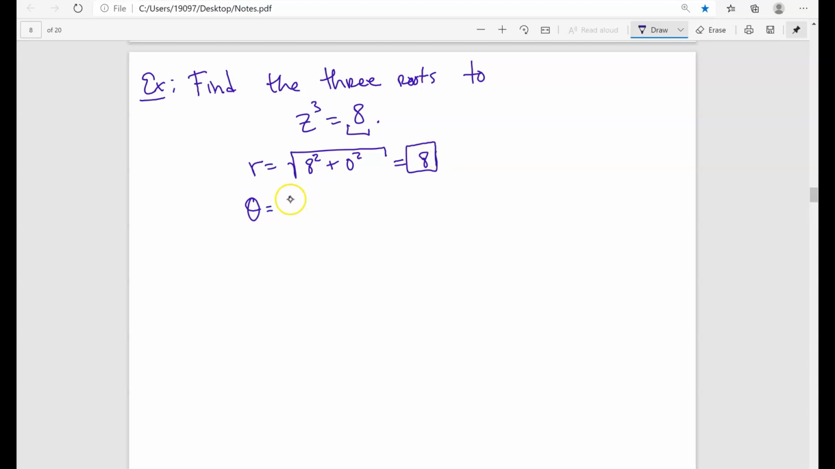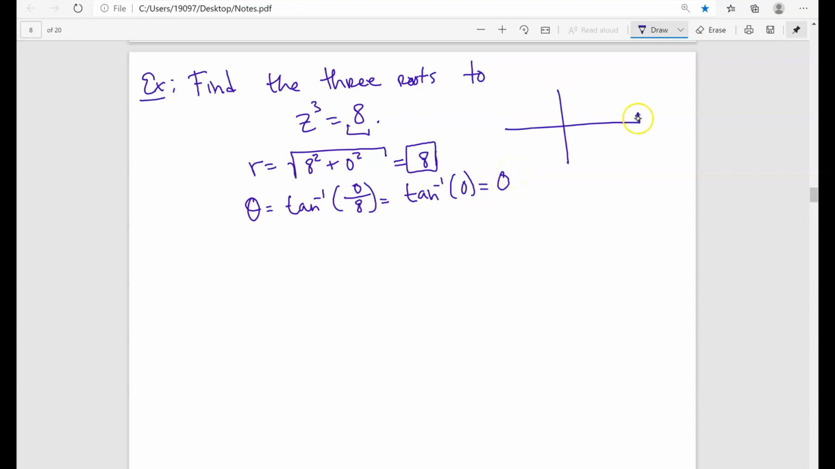Theta is going to be equal to the tangent inverse of the y value, which is the imaginary part, which is in this case going to be 0 divided by 8. Okay, so then you just start taking the tangent inverse of 0, which in this case gives me 0. Okay, and that makes sense, right?